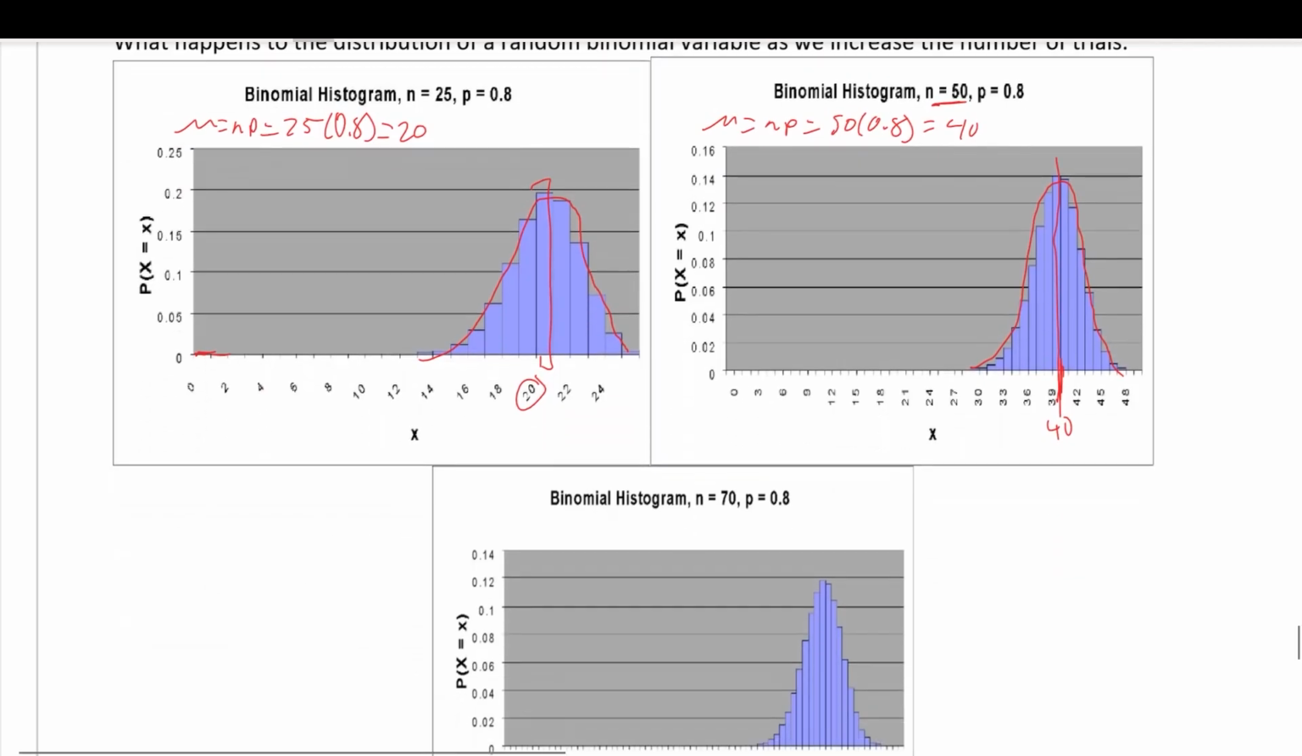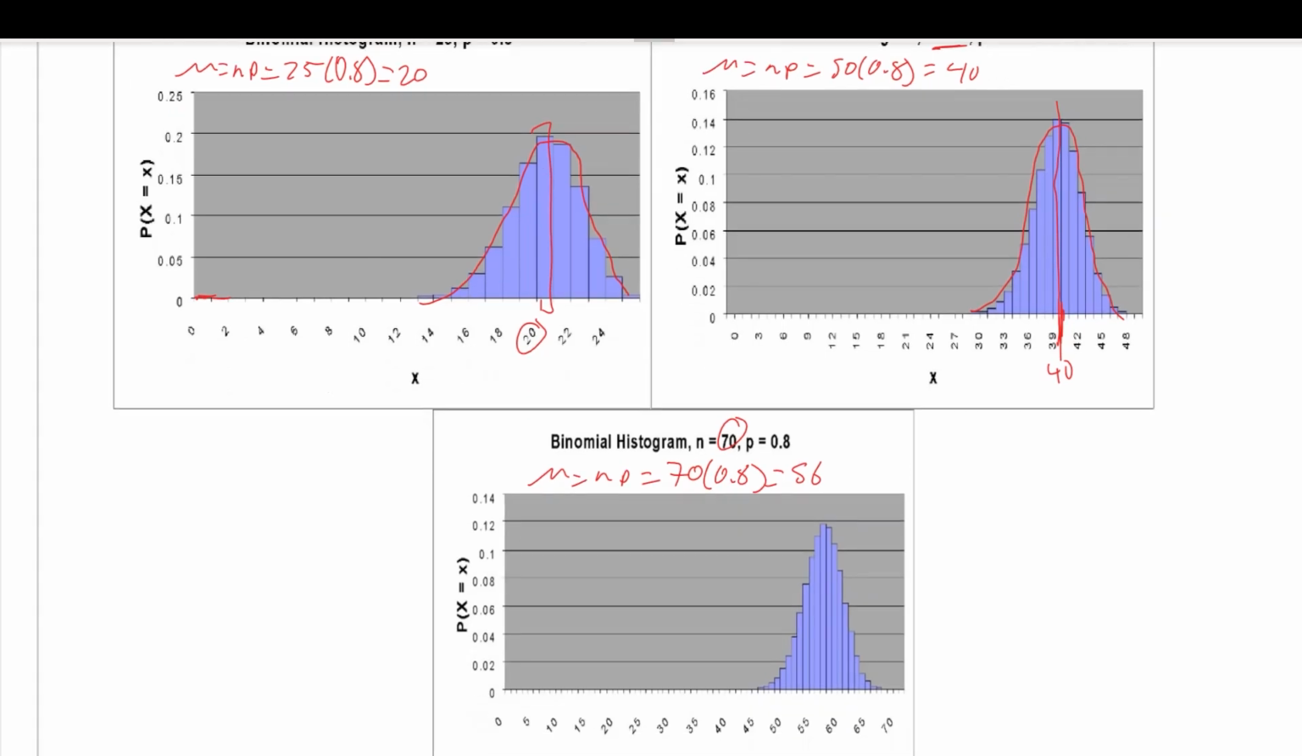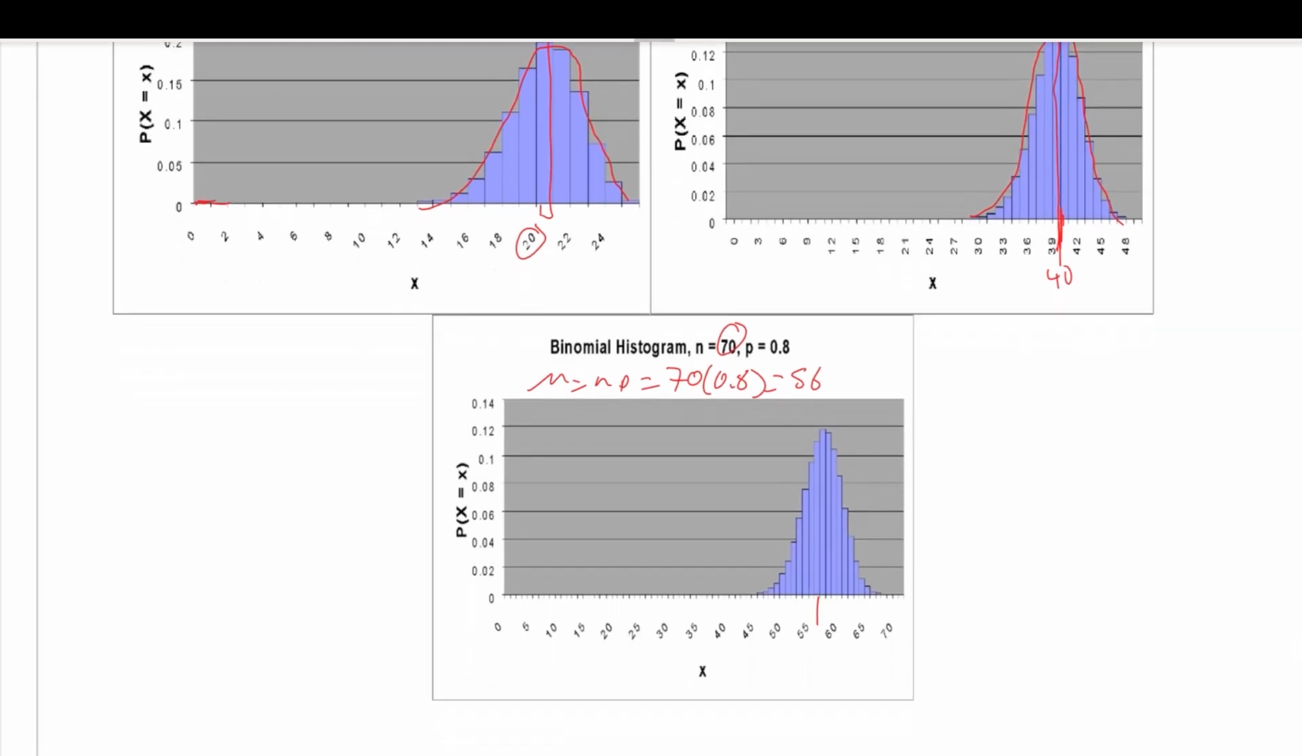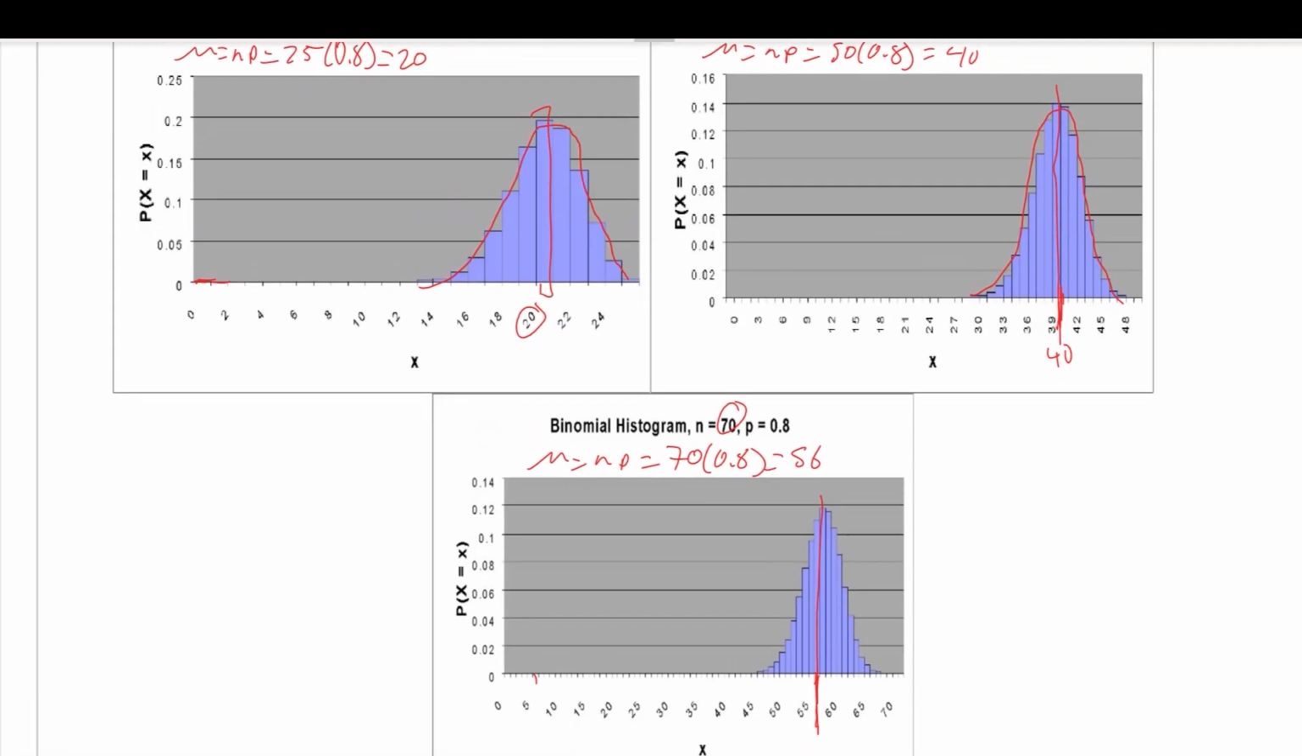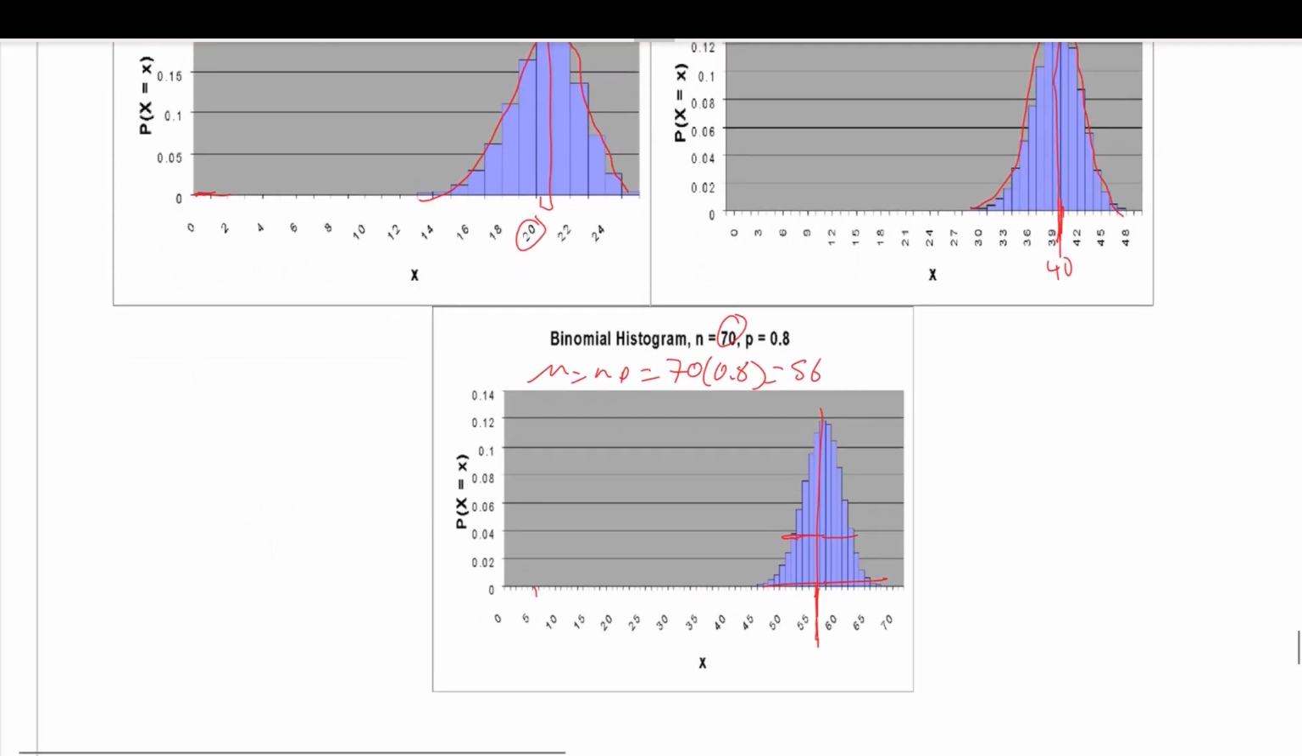And then again, let's move it up to 70. Mu equals np, which is 70 times 0.8. If you multiply those out, you get something like 56. Again, 56 seems to be somewhere around here. As we increase n, it already looks pretty bell-shaped here, but the left side and the right side start to become a little more symmetrical. The spread starts to look about the same on both sides. If you have something that's bell-shaped, that's a nice thing to have.